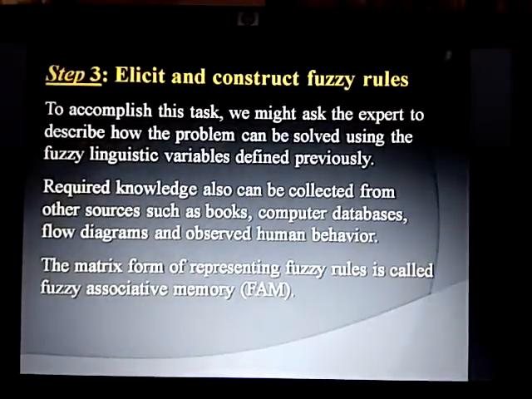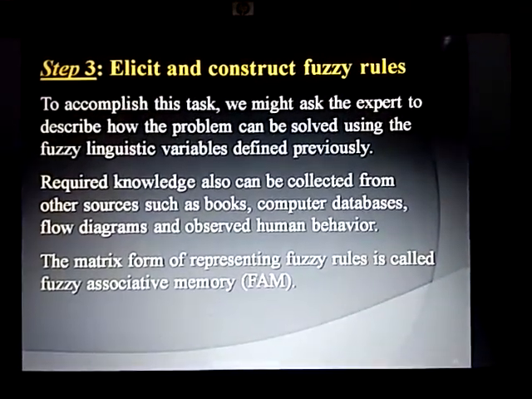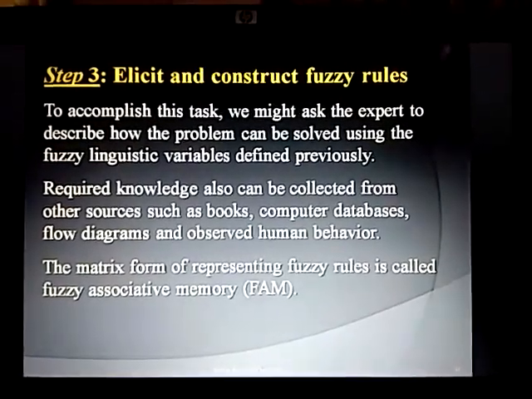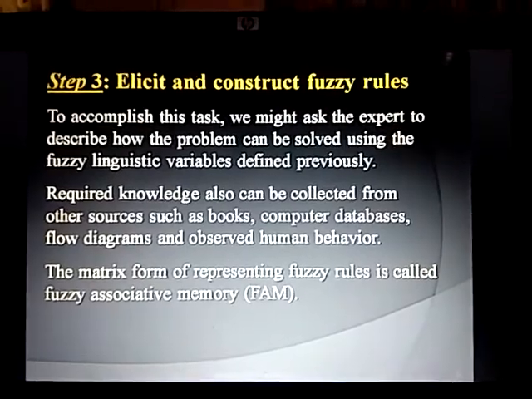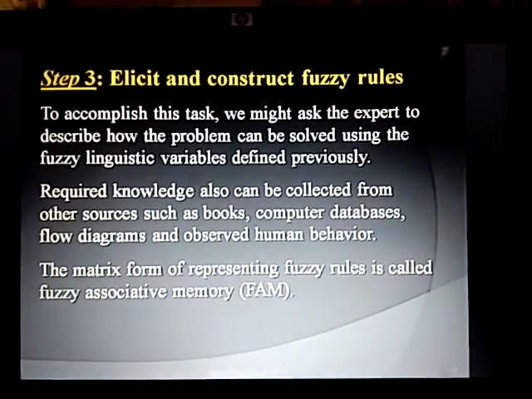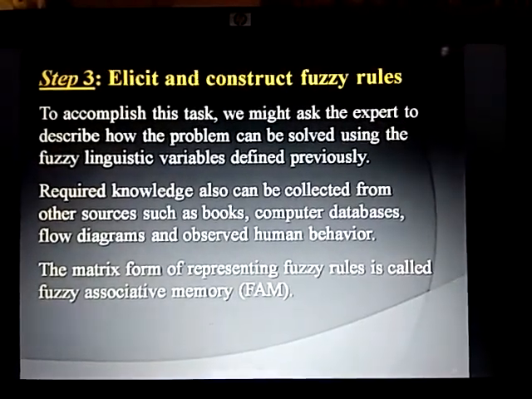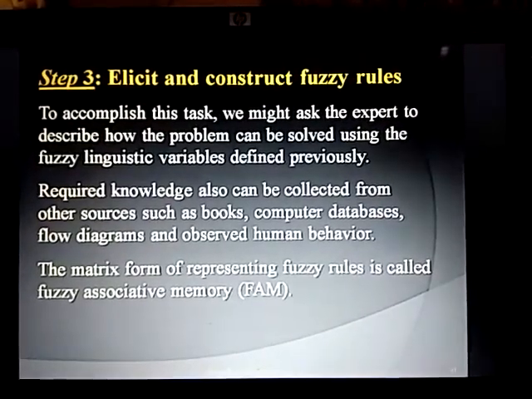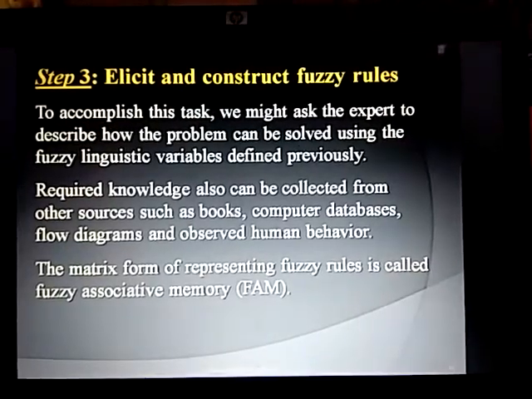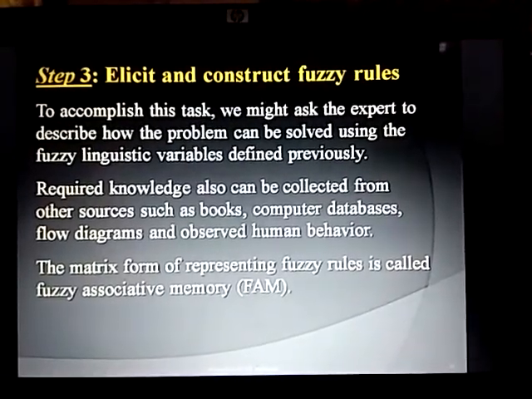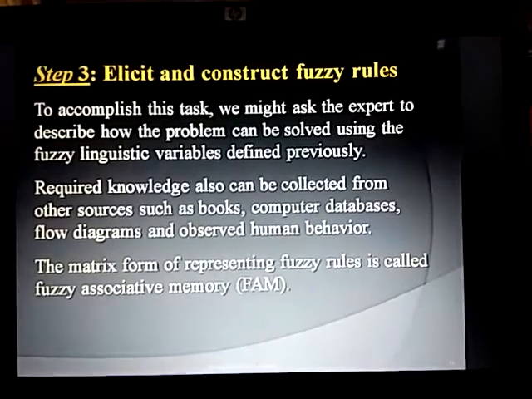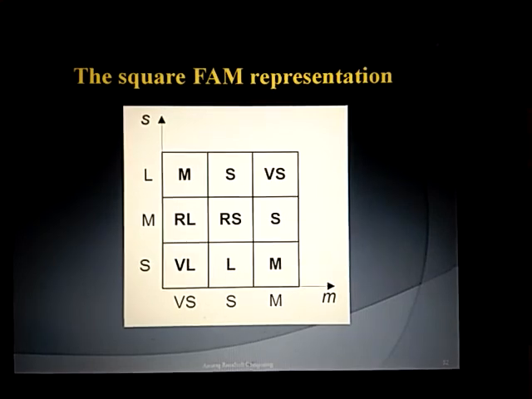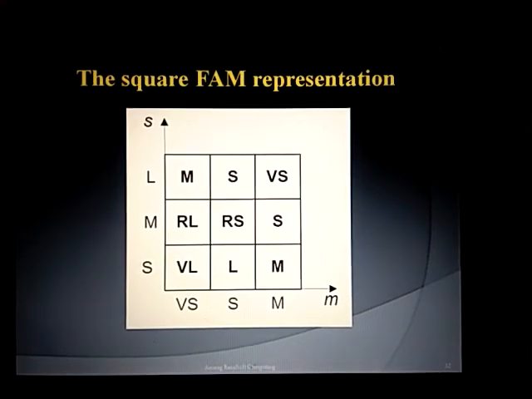And step 3, here we elicit and construct the fuzzy rules. Here we might ask the expert to describe how the problem can be solved using the fuzzy linguistic variables defined previously. The required knowledge can also be collected from other sources such as books, computer databases, flow diagrams, and observed human behavior. The matrix form of representing a fuzzy rule is called a fuzzy associative memory, and that is the square representation of fuzzy associative memory.